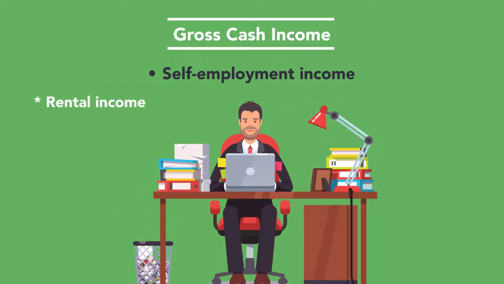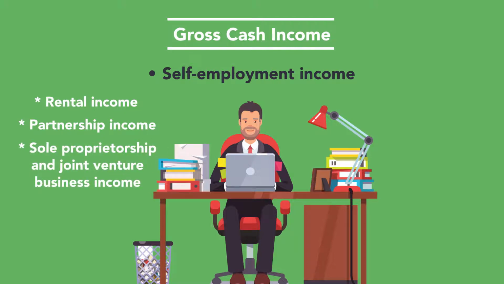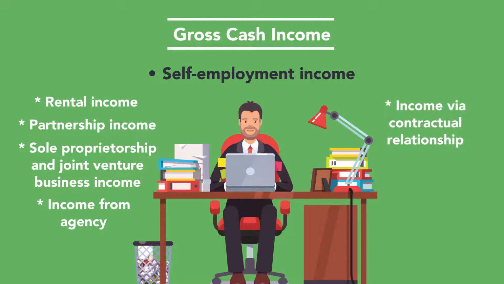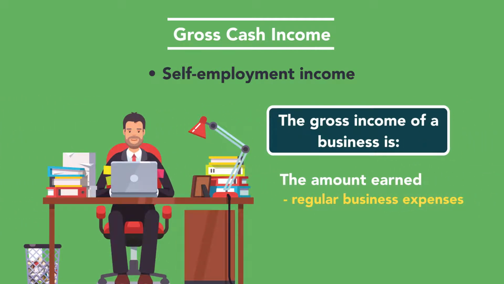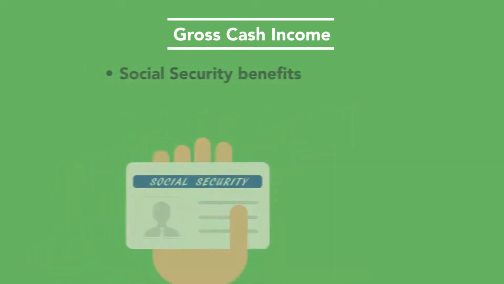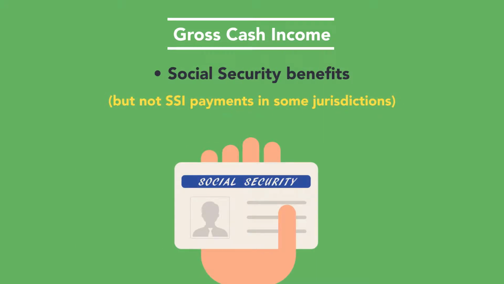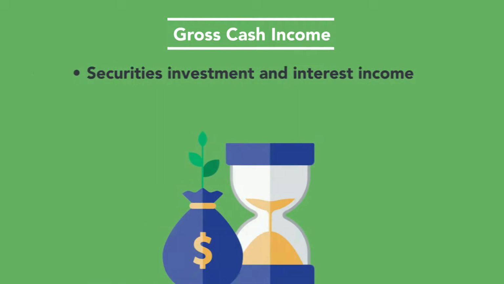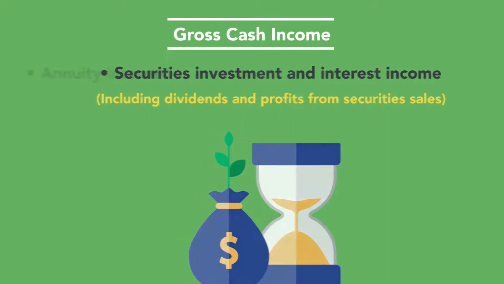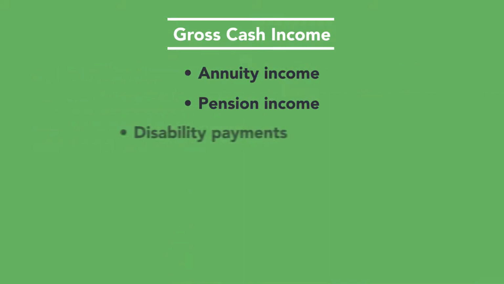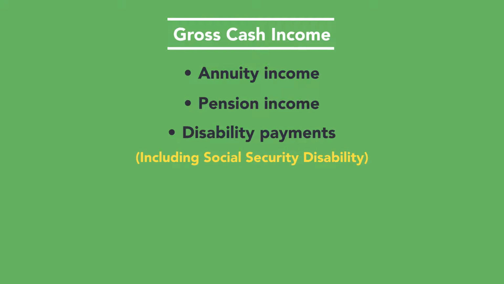Self-employment income. This includes rental income, partnership income, sole proprietorship and joint venture business income, income from agency, income via contractual relationship, income as an independent contractor, and so on. The gross income of a business is the amount earned minus regular business expenses and minus 1/2 of self-employment tax. Social Security benefits, but not SSI payments in some jurisdictions. Securities investment and interest income, including dividends and profits from securities sales. Annuity income. Pension income. Disability payments, including Social Security disability.